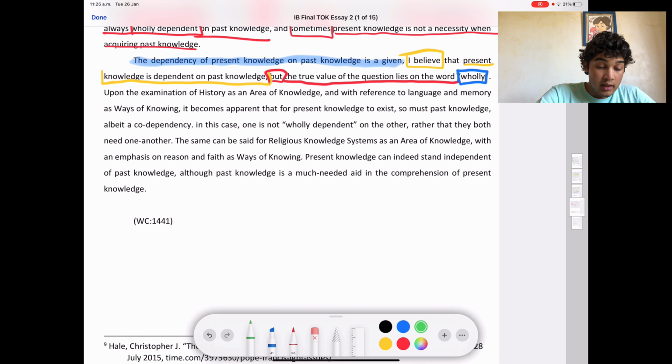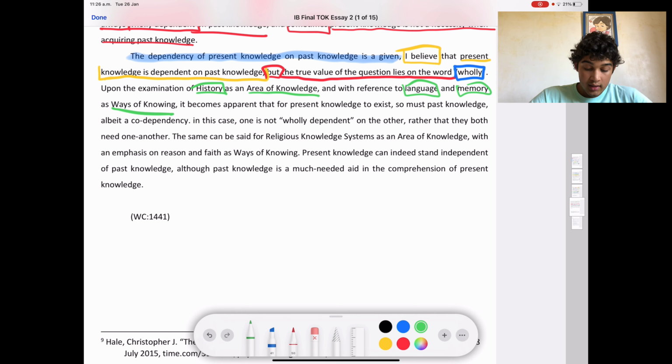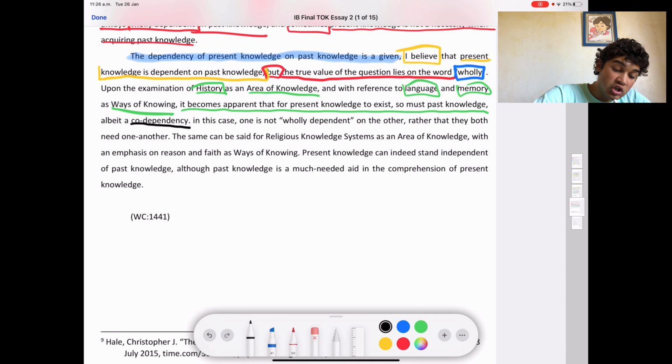So I said, history as an area of knowledge, again, signposting, and with reference to language and memory as ways of knowing, more signposting, to make it really clear that I met every single one of the things they're asking me, the mark scheme. I conclude, it becomes apparent that for present knowledge to exist, so must past knowledge. However, I give a small caveat. They're codependent. You can't have one without the other.